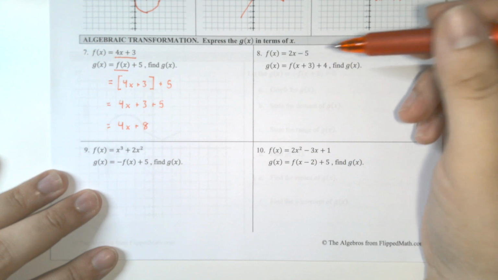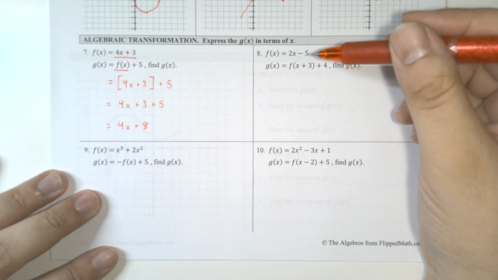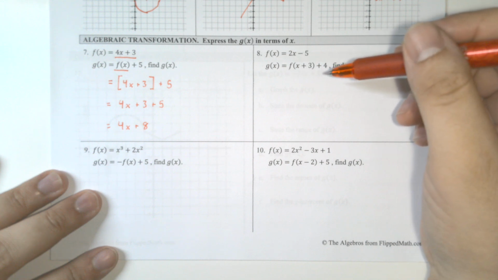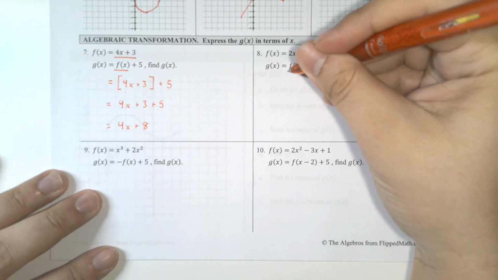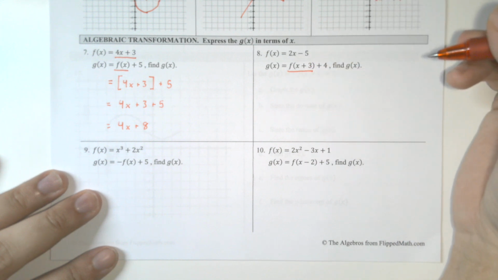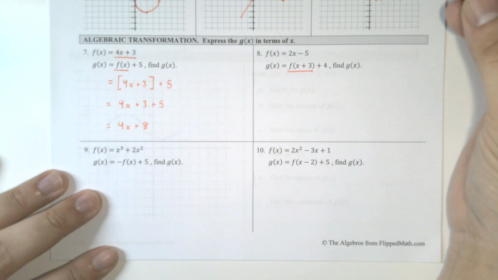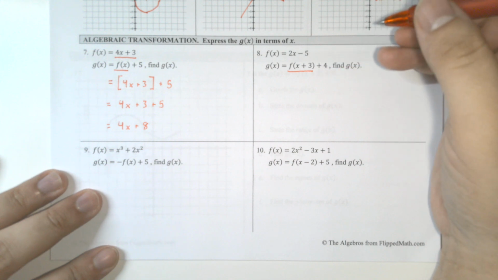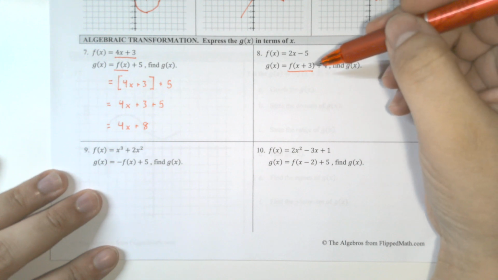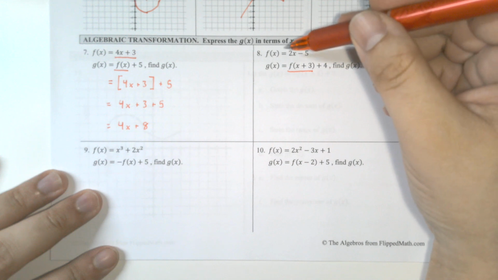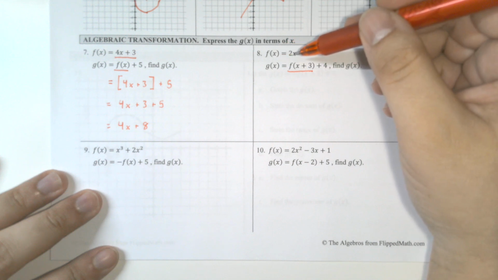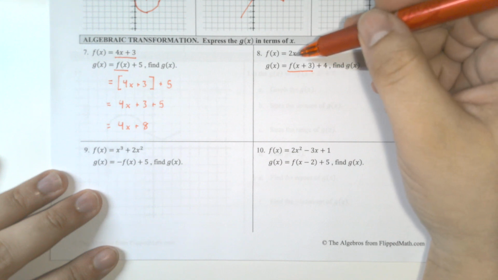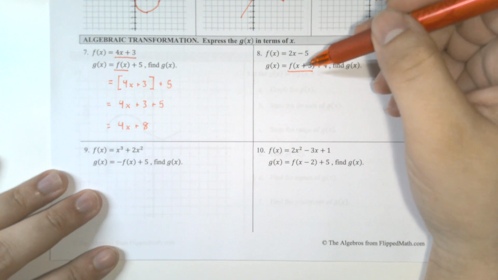Now what about this one? We have that f of x is equal to 2x minus 5, and we want to find g of x, and it's given by all of this. I think the first thing we should do is figure out what f of x plus 3 is. So when we evaluate f of any number, we just replace the x wherever we see an x. So like if we did f of 2, we would just replace this x with 2. But since we're doing f of x plus 3, we have to replace this x with x plus 3.